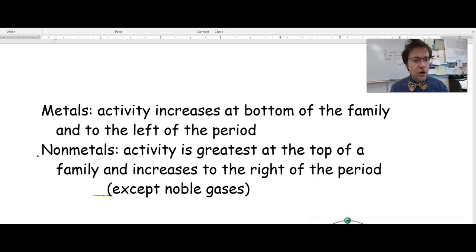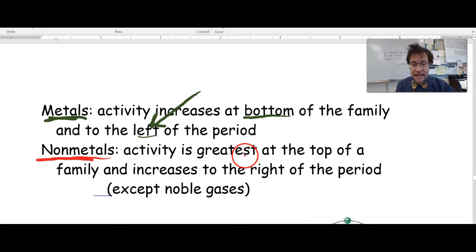Anyway, here's what I need you to know. For metals, the activity increases at the bottom of the family and to the left. So for metals, it's like this. Okay? So for metals, it's bottom and right. And for non-metals, the reactivity, or they call it activity, like how well it reacts, is greatest at the top of a family and increases to the right. So for non-metals, it's like that.